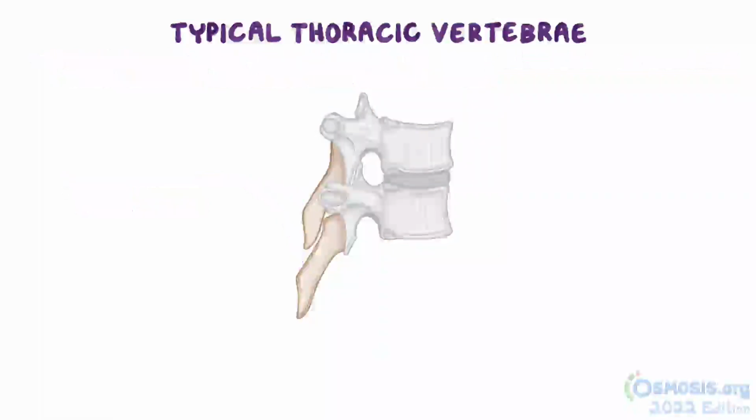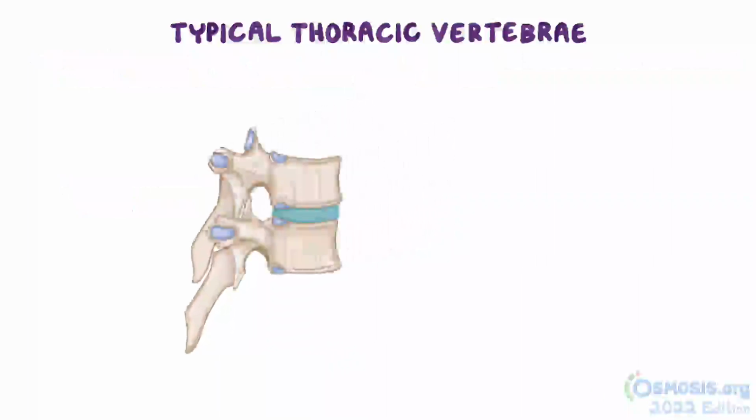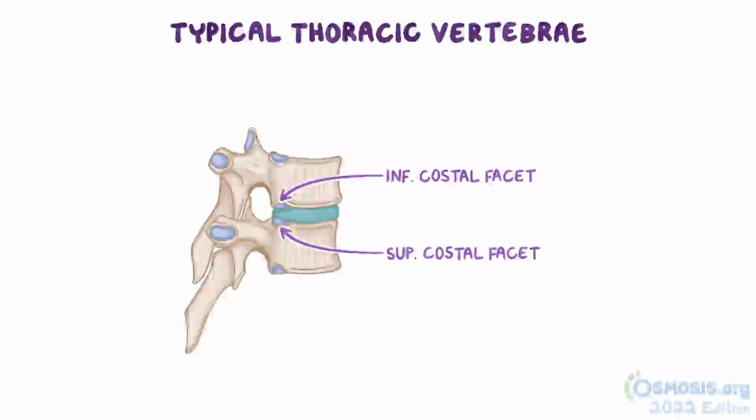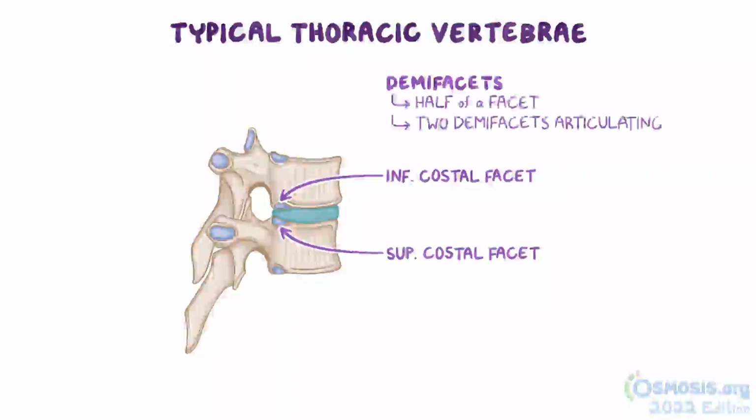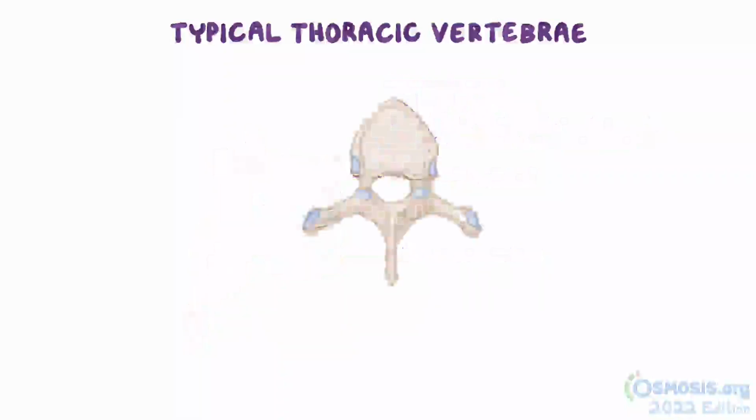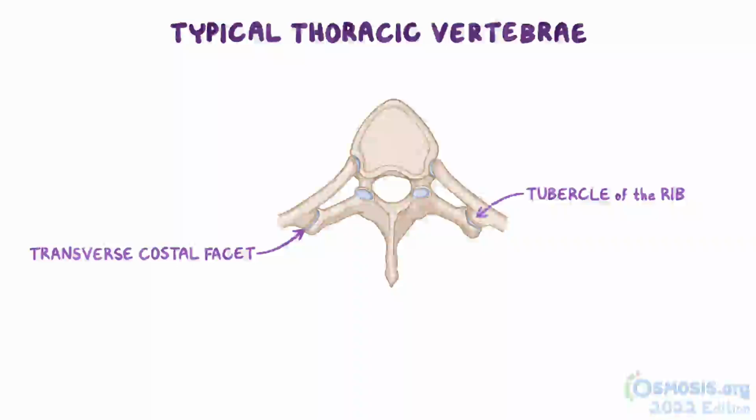The most characteristic features of the thoracic vertebrae are the two superior and two inferior costal facets, which articulate with the heads of the ribs. These are known as demifacets, as they are half of a facet, with two demifacets articulating with the head of a single rib. There's also one costal facet on the anterior side of each of the transverse processes, called the transverse costal facet, which articulates with the tubercle of the ribs.